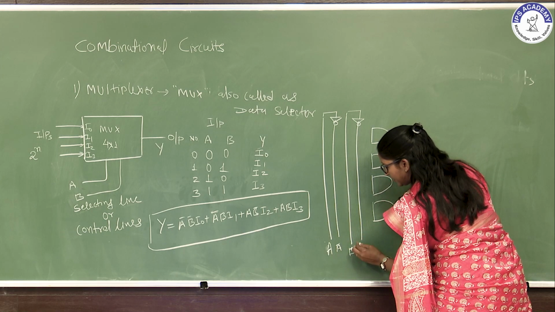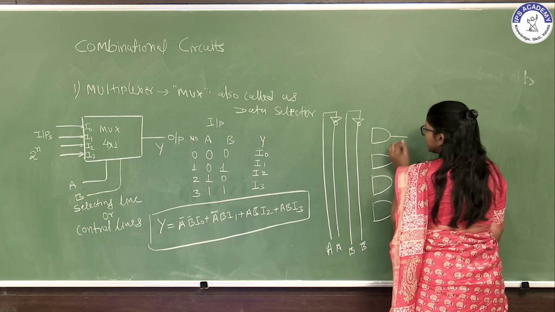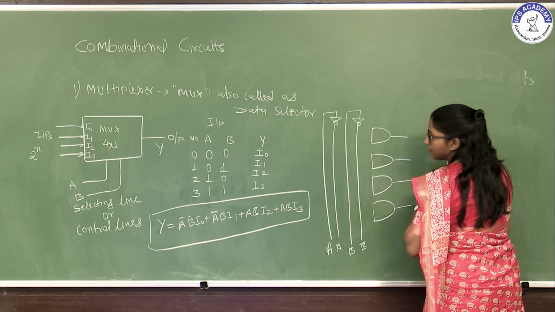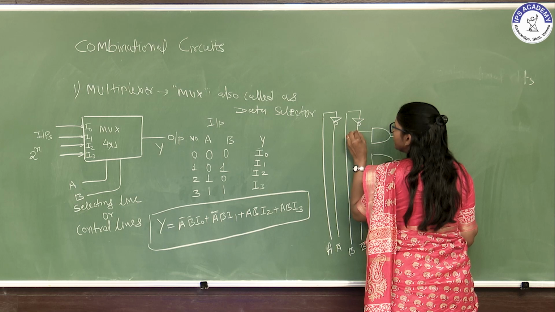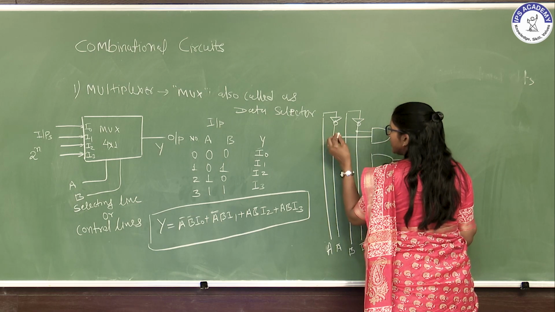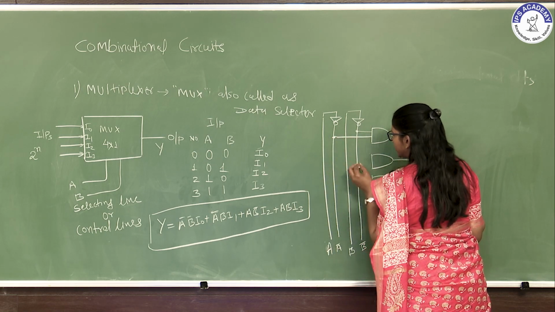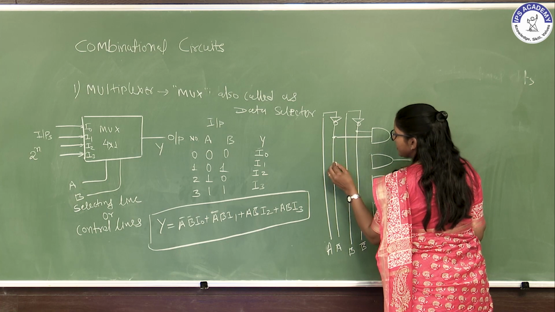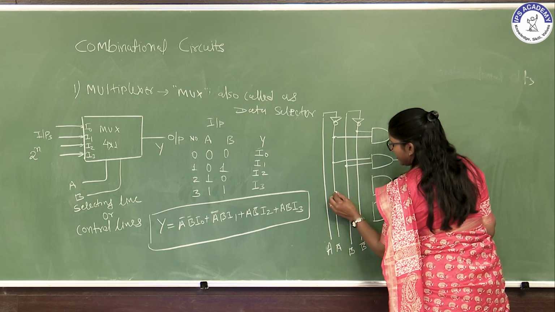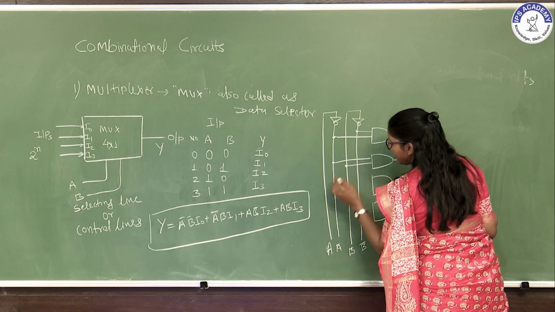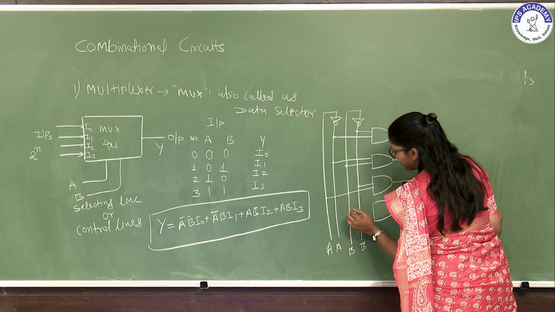This is B and B bar. So, here we will give the input. This is connected to 0 0. Here we can use the jumper when we design the circuit diagram. Here I am putting this dot. So, this is A bar B bar, A bar B, A B bar and A B.